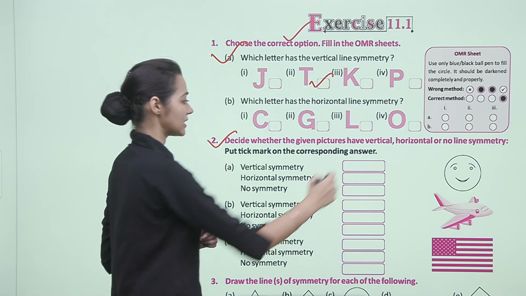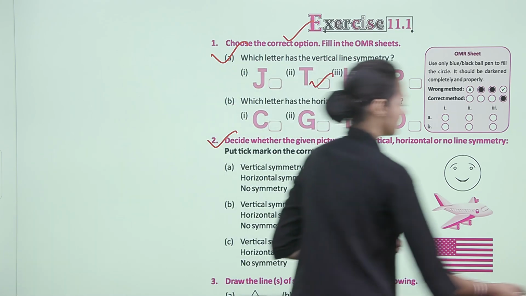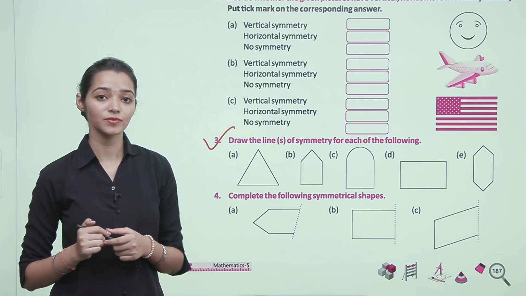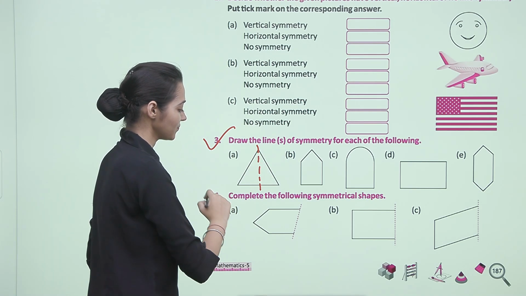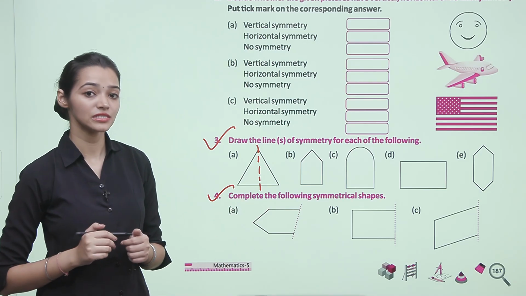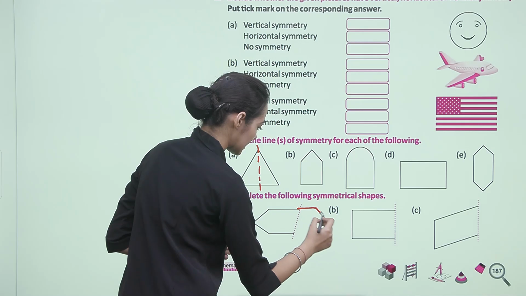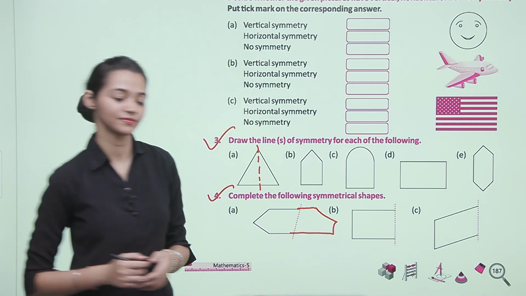Vertical symmetry, yes, it has vertical symmetry. That's how you can complete the remaining parts. Now in the third one, we have to draw the line of symmetry for each of the following. This is the line of symmetry. In the next one, we have to complete the symmetrical shapes. This is how we can complete it.